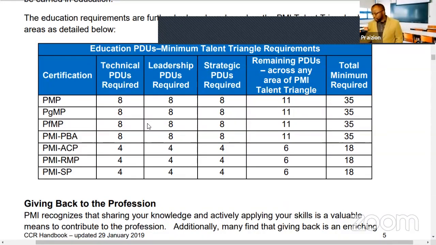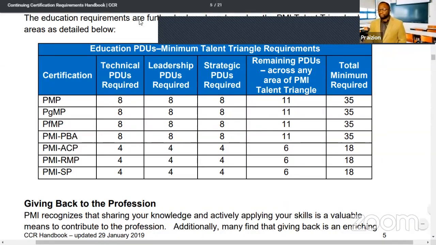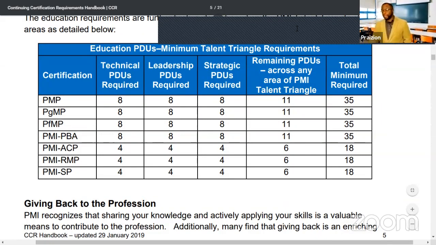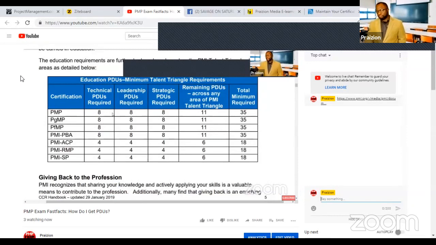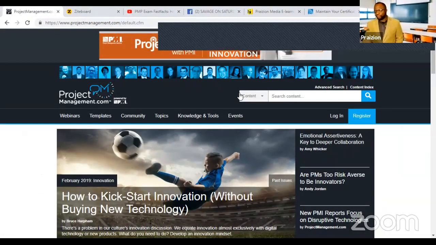The question, though, is usually, how do I get these PDUs? Where do I get these PDUs from? So I want to show you where you can get these PDUs. All right. There are a lot of options, should I say, where you can get these PDUs. But there's one I want to point to that a lot of people don't know. And I'm hoping that this saves you some money. Saves you some money. All right.